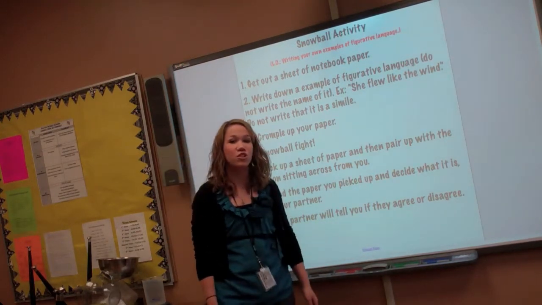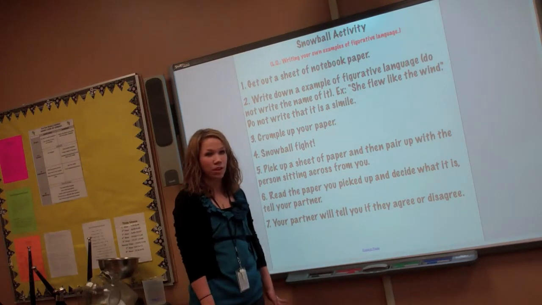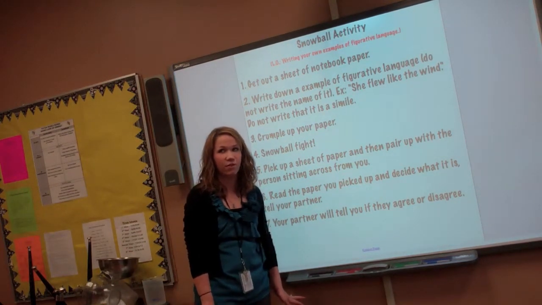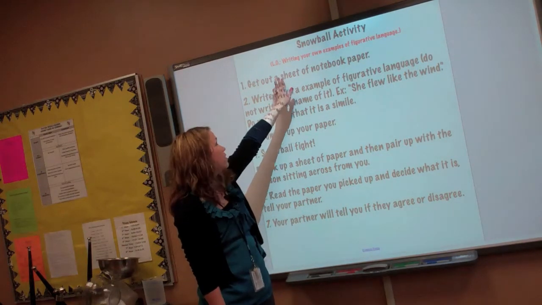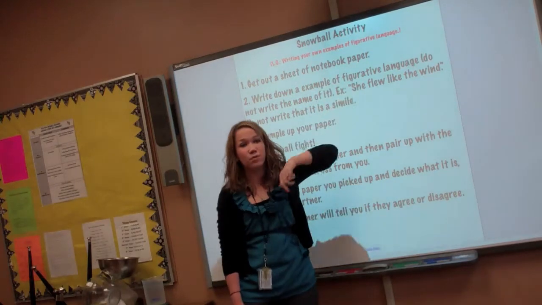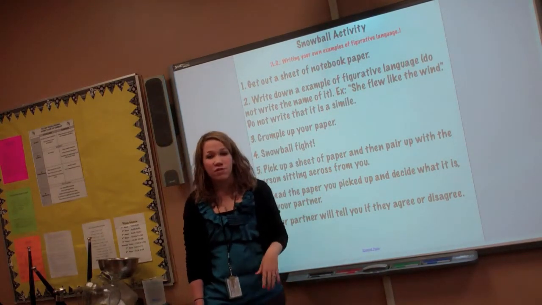We're going to do a little snowball activity. We've done this activity before with other things, but we're going to do it using figurative language today. The language objective that goes with this one is writing your own examples of figurative language. So I would like everybody to get out a sheet of notebook paper.